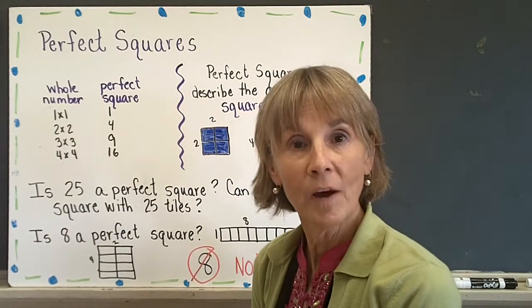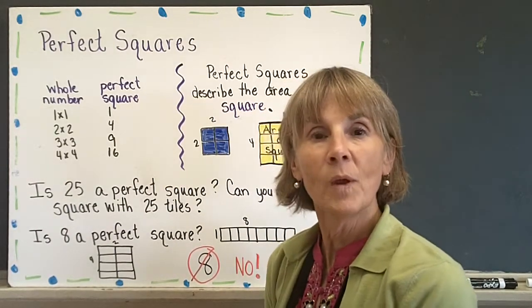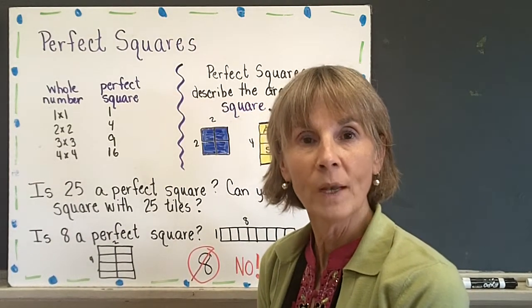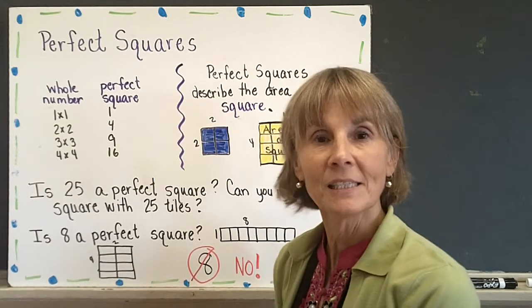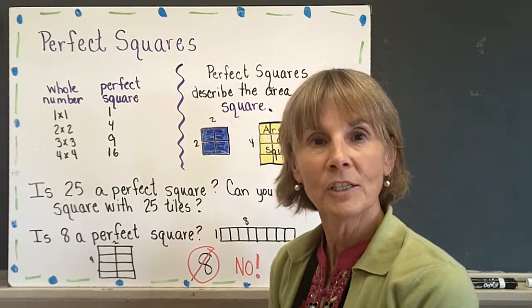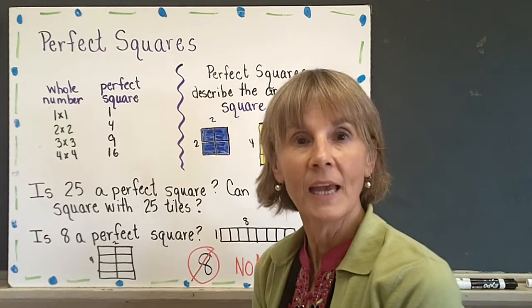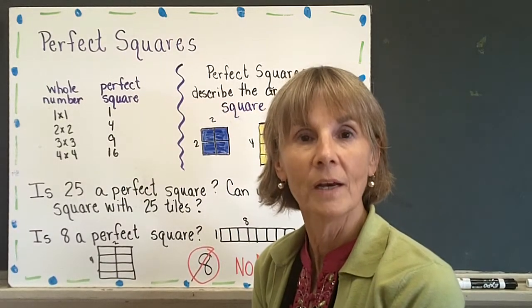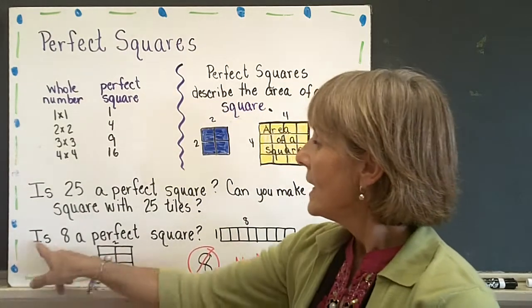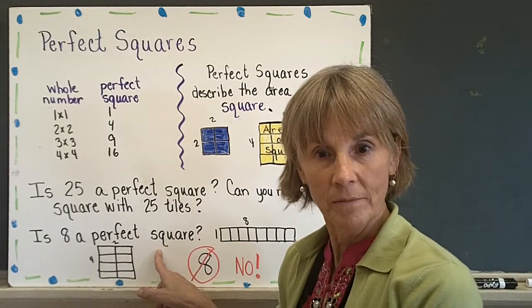Is 25 a perfect square? Can we make a square using 25 tiles? Yes, we can. And the dimensions would be 5 by 5, and it would make a square with an area of 25.